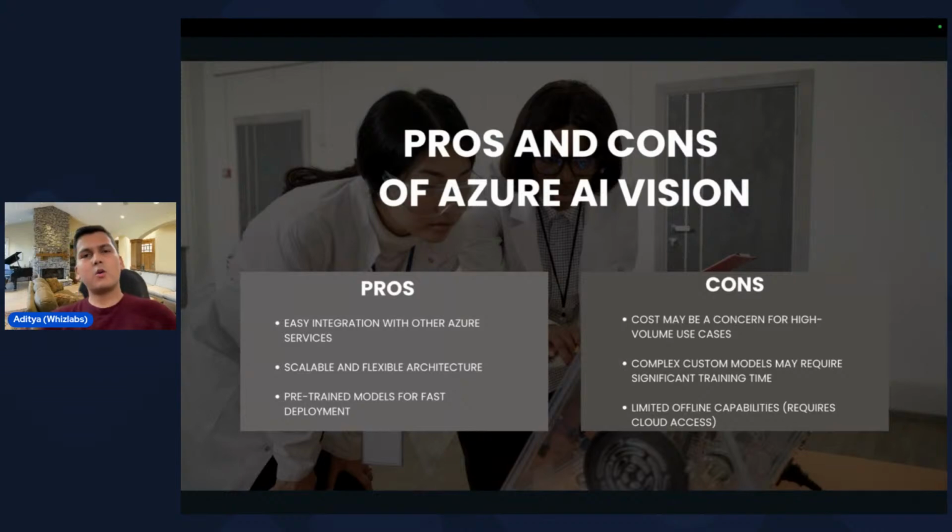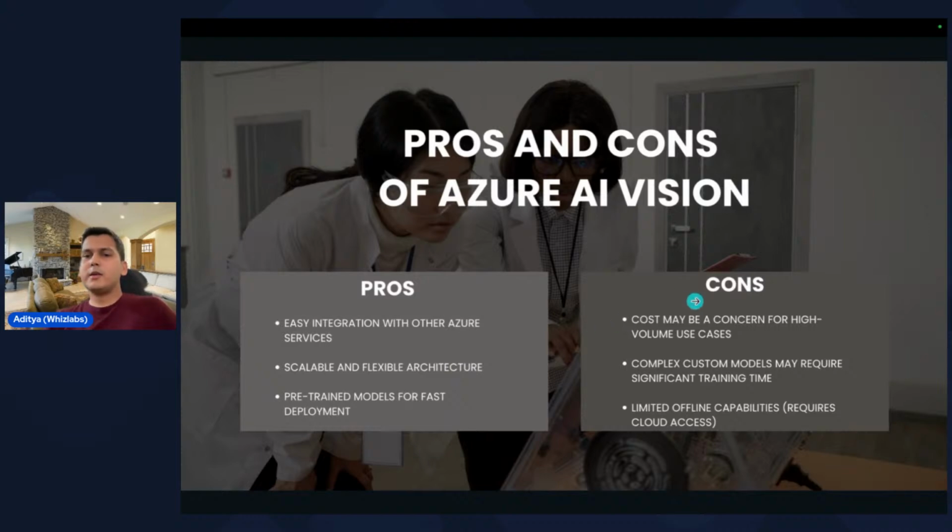Now coming to the pros and cons of Azure AI Vision. Pros can be, we can integrate it easily with other Azure services. This is flexible and scalable because this is hosted on cloud, and we have pre-trained models for fast deployments. Okay, you don't need to train models for general things. Let's say you want to identify animals, so you don't need to train it, because I don't think this pre-trained model would have missed any of the animals which are there in the world, right? So you can use this pre-trained model for fast deployments.